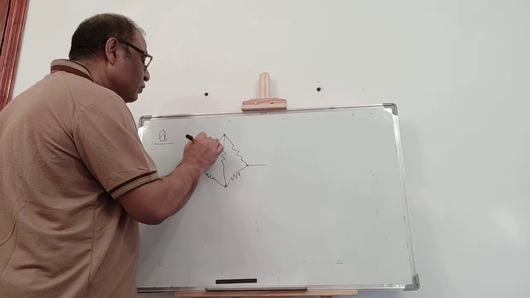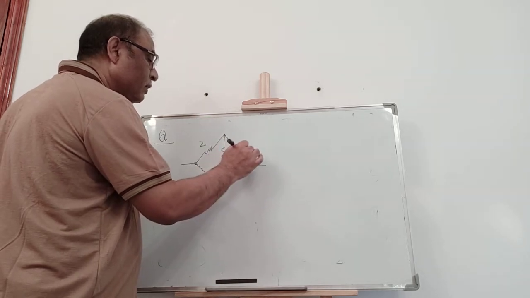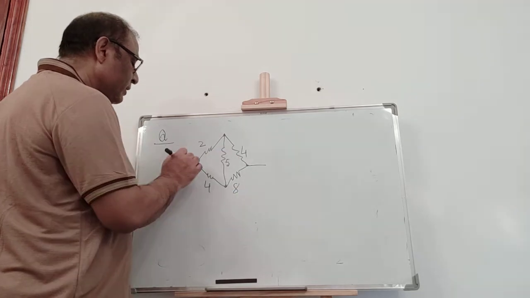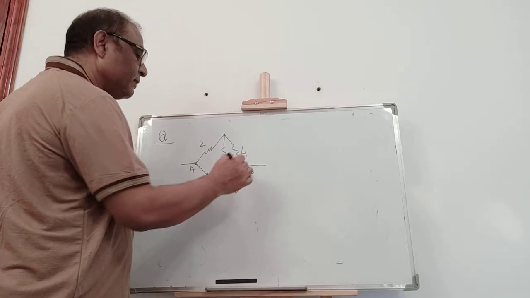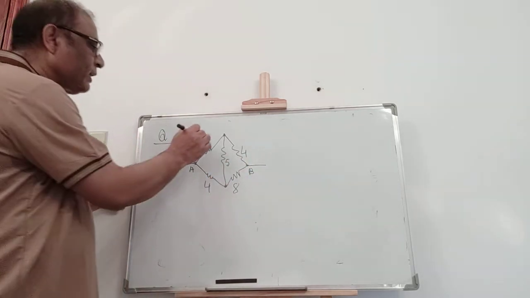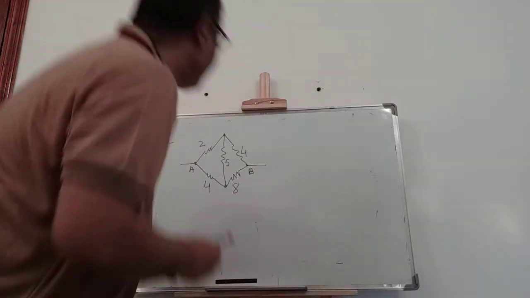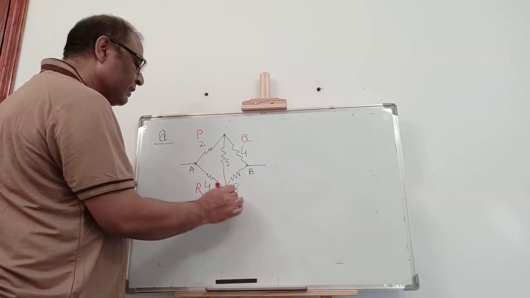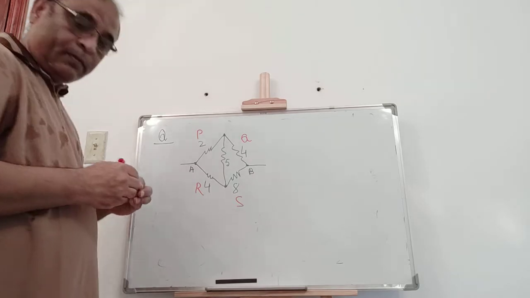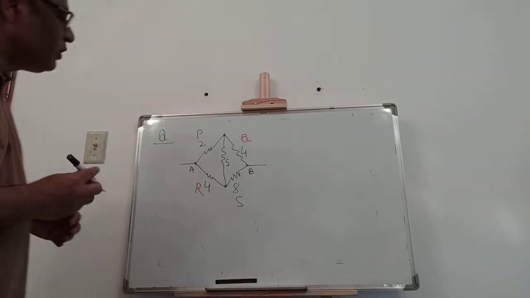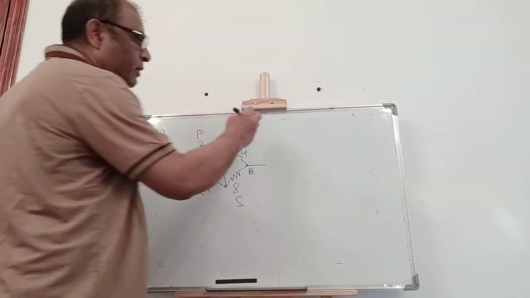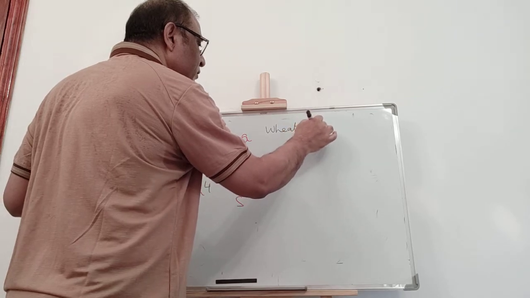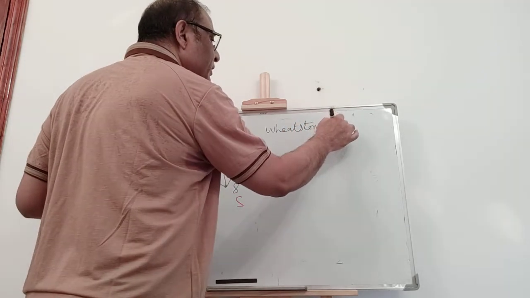Here, resistance 2, resistance 4, resistance 4 and resistance 8, and this is 5 ohm resistance. This point is A and this point is B. Suppose the name of this resistance is P, this is Q, this is R, and this is S. This system is known as a Wheatstone bridge.